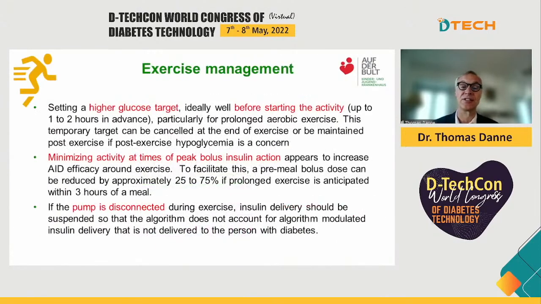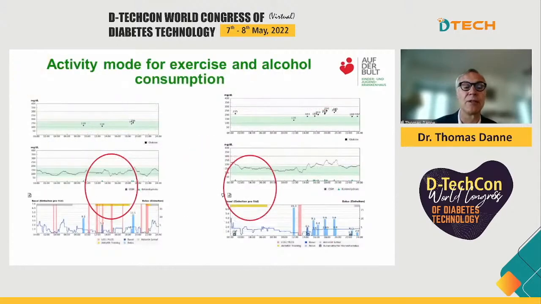Very important: exercise management. The basic idea here is that while starting exercise, you want to have as little insulin in the system as possible. So the current practice of eating before an exercise to avoid hypoglycemia is no longer very smart. It is better, if you have a prolonged exercise, to take in small amounts of carbohydrates during the exercise, because if you ate before the exercise, you would have more insulin in the system.